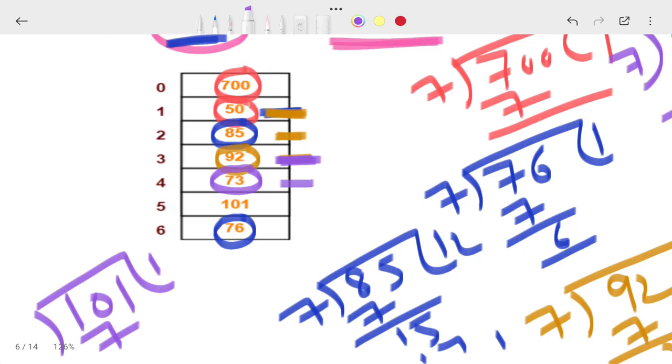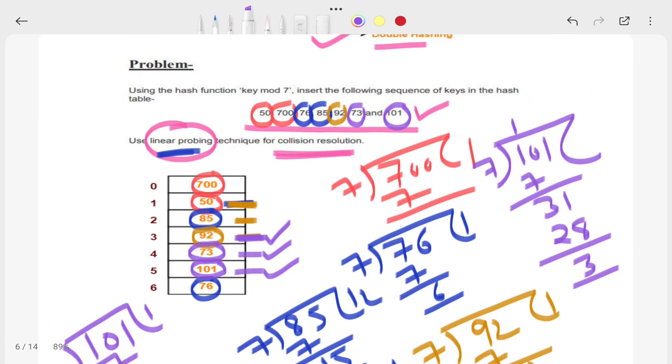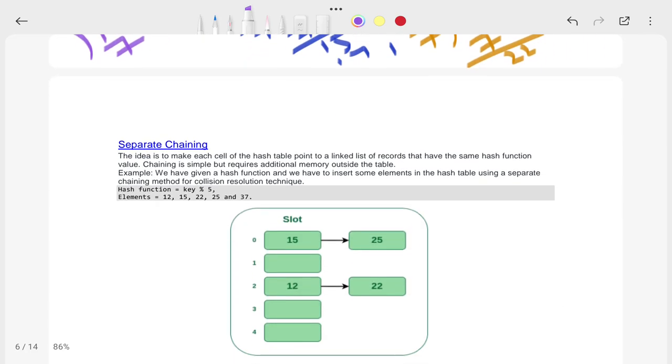Already there is data. Next, there is a space, so I will place it here. So what is the probe value? 1, 2, 3. This question came in your GATE exam: what is the probe value for this? Now next, I think that you understand.